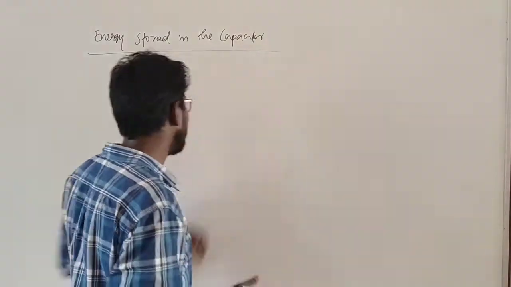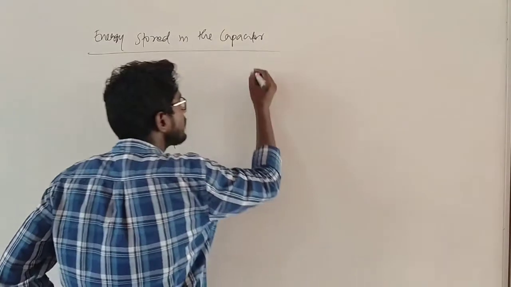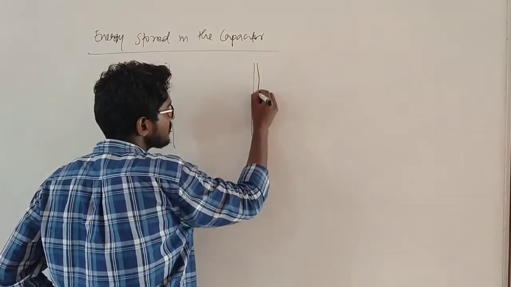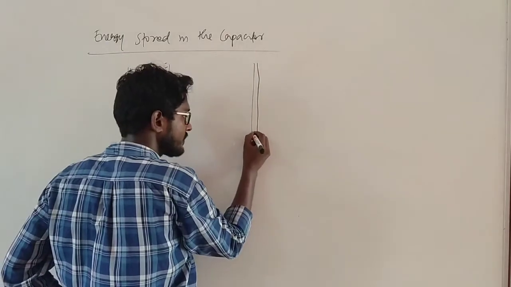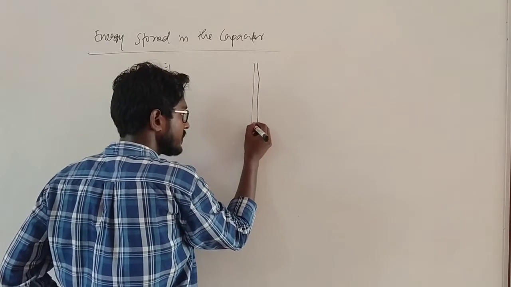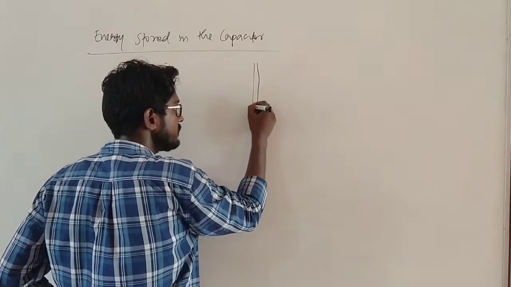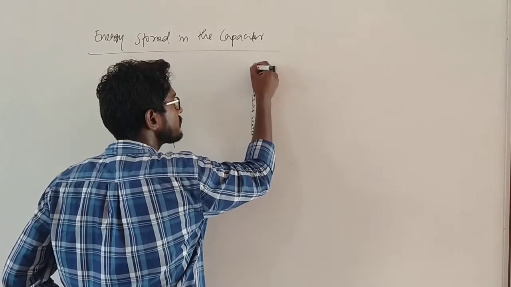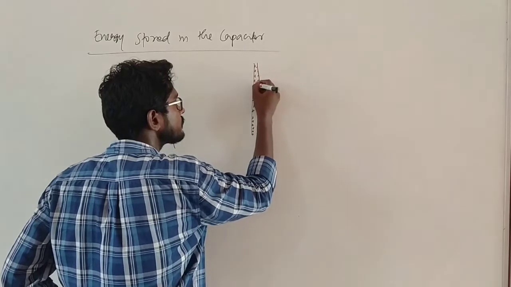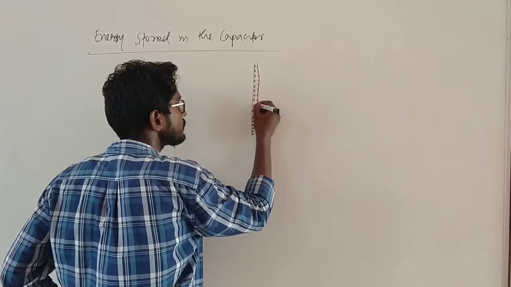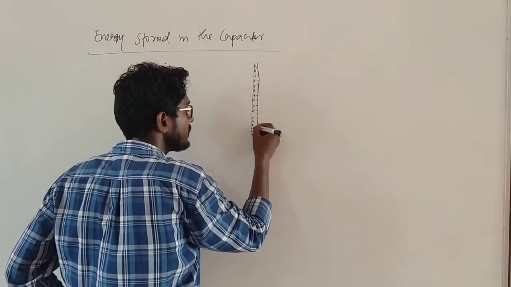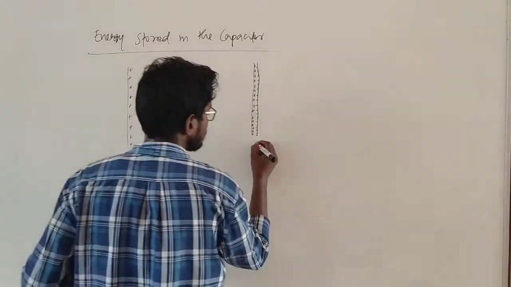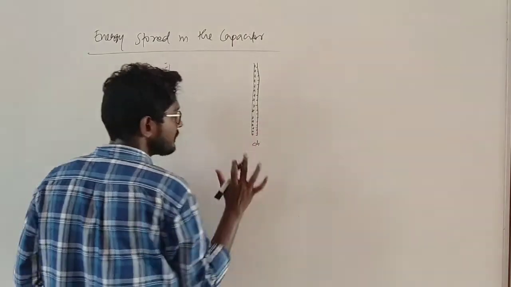Actually, होता क्या है? मान लो कि दोनों प्लेट्स पास में हैं बिल्कुल. Initially the two plates are very close to each other, and one has positive charge and the other has negative charge. And let us assume the distance is some d1.